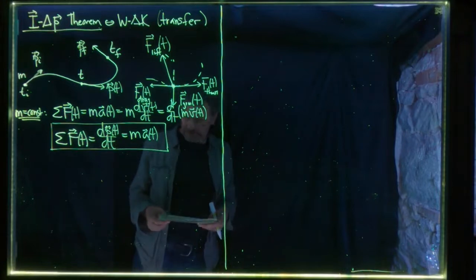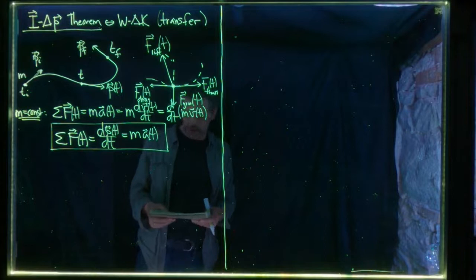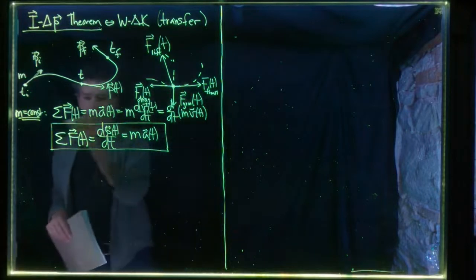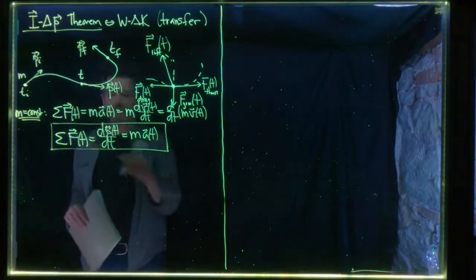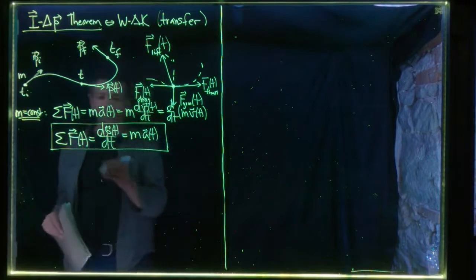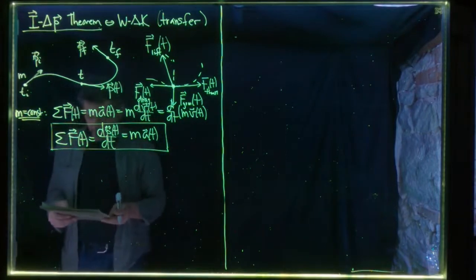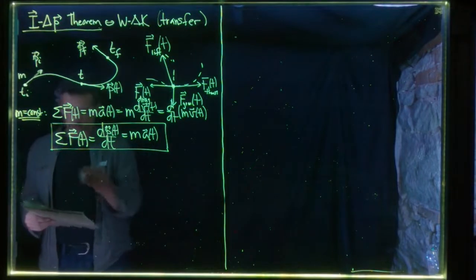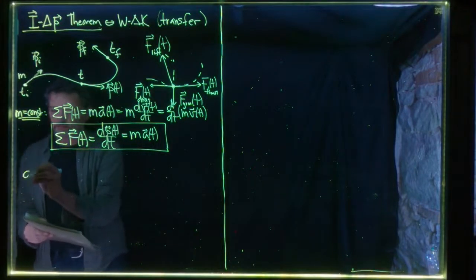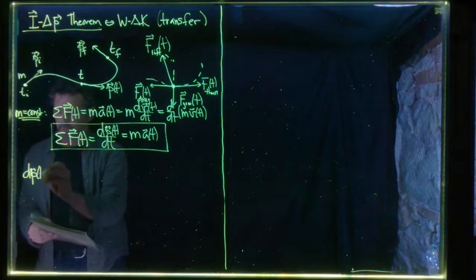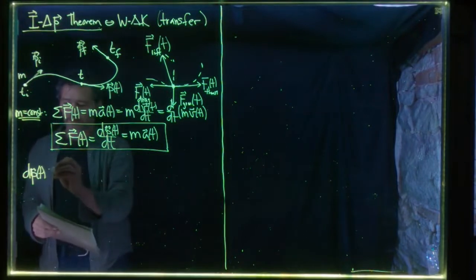Okay, so then what you do is you take this first way of writing Newton's second law, and you just multiply both sides by dt. So then the right-hand side becomes, where do I want to put this? Let's put this over here. It becomes dp at an instant of time t.